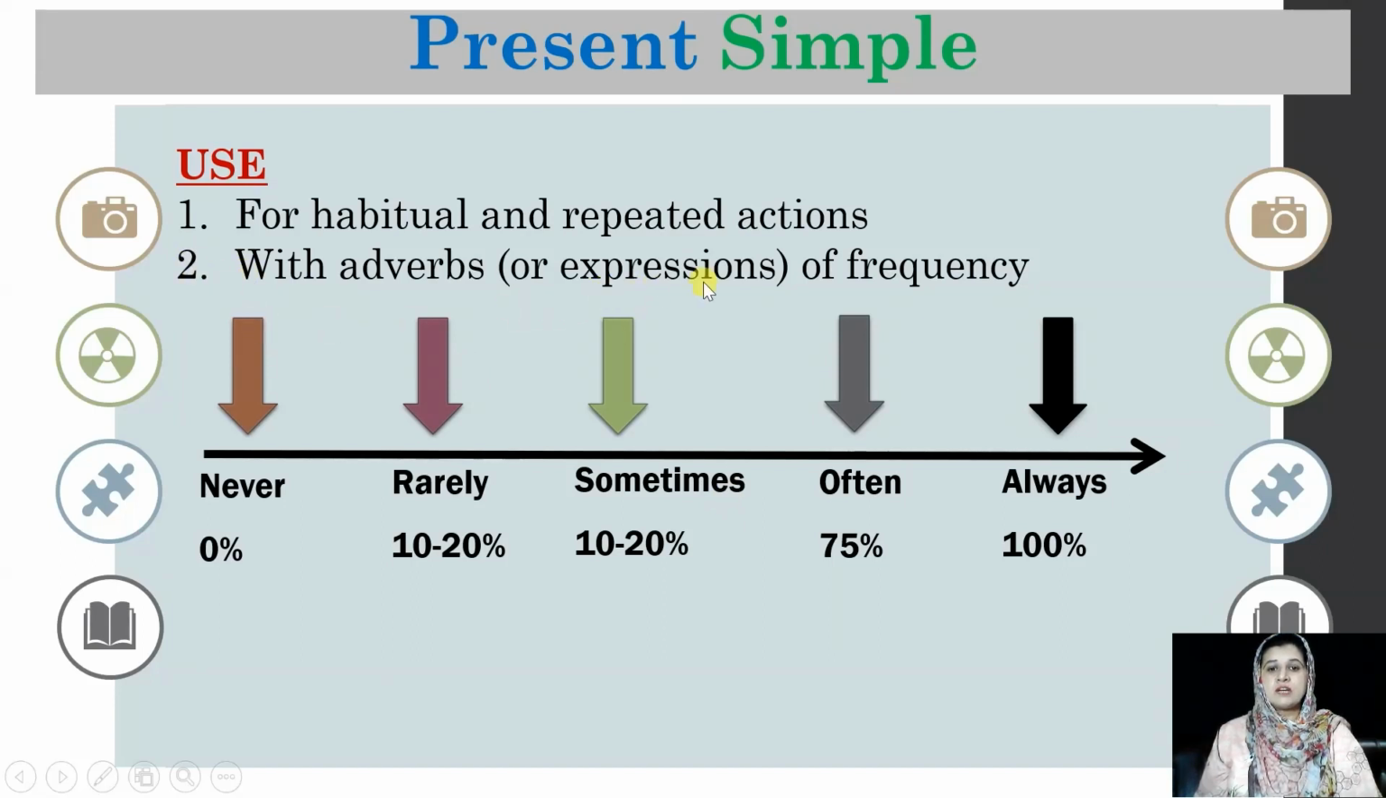Second, with adverbs or expressions of frequency. There are various adverbs to show the frequency of any event. For example, never, rarely, sometimes, often, always. All these words show frequency at various levels. So we use simple present with these adverbs of frequency. For example, he often arrives late.